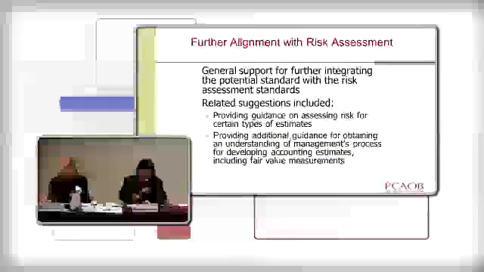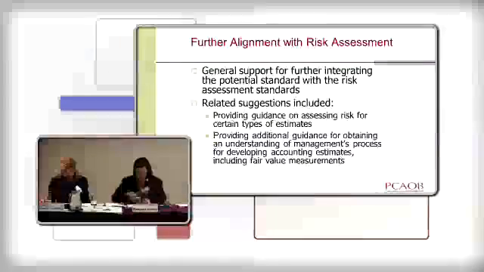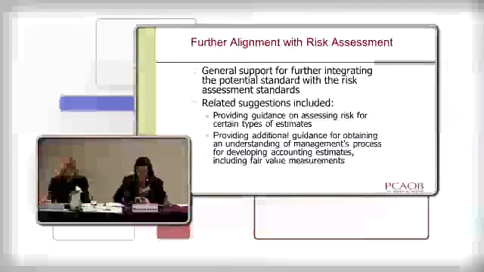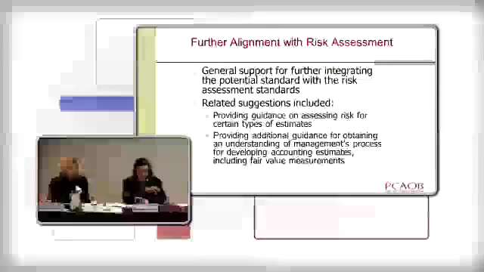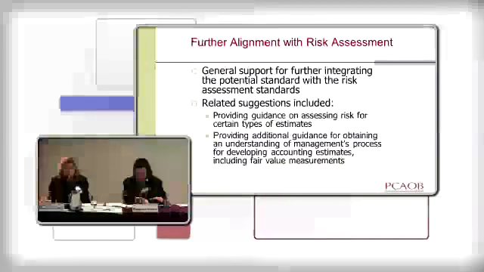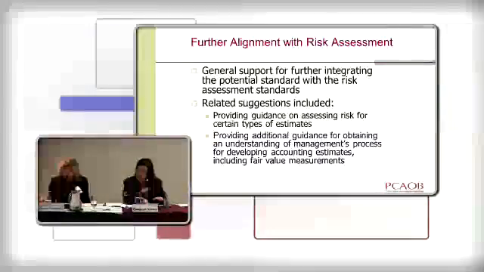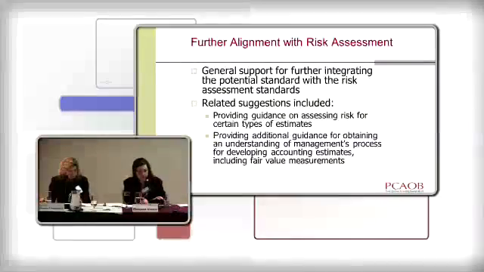Generally, commenters supported that idea, but there was divergence regarding whether the more specific requirements about risk assessment should be in a separate standard on auditing fair value measurements and accounting estimates rather than included in the risk assessment standards. Some were supportive of the possible amendments included in the paper, while others posed alternative suggestions. Some suggested that guidance for assessing risk for certain types of estimates would be helpful to auditors.